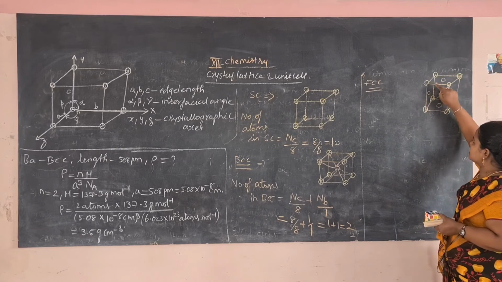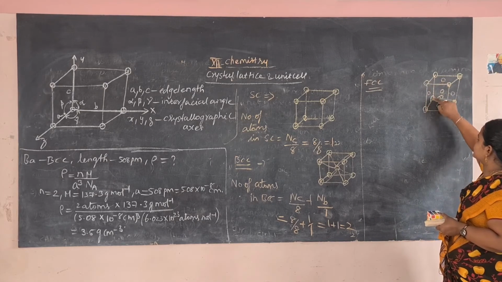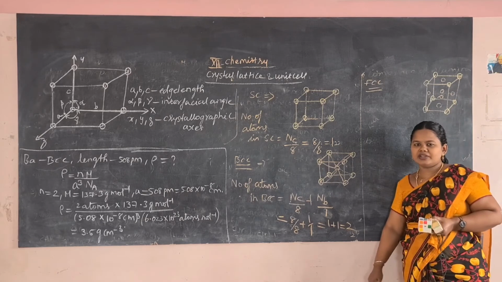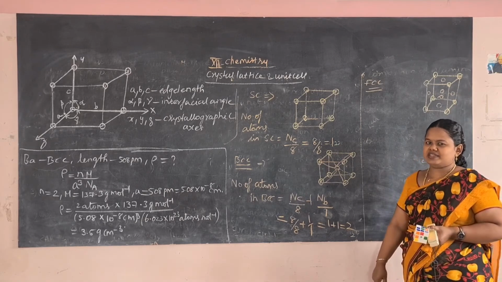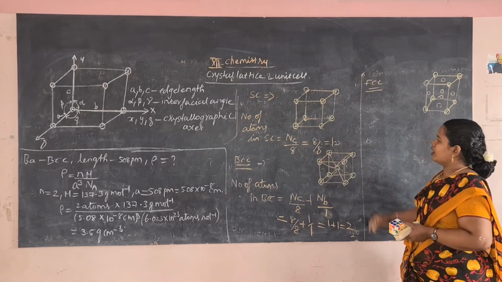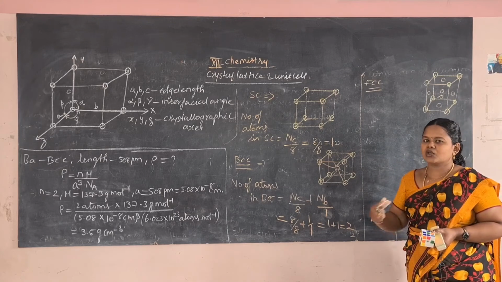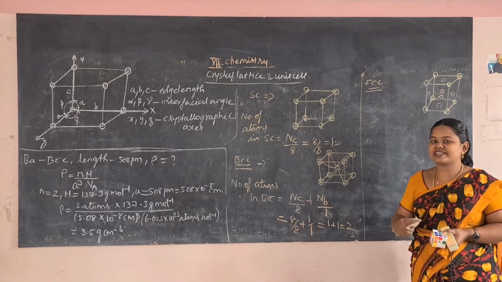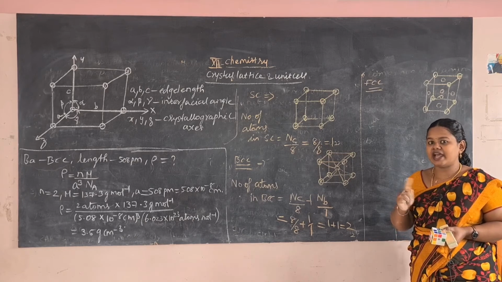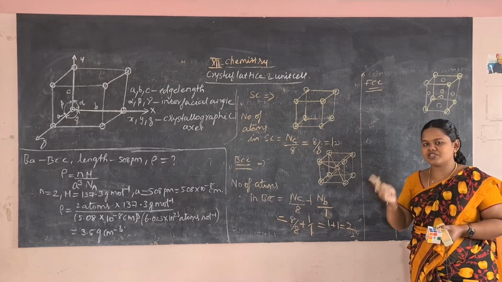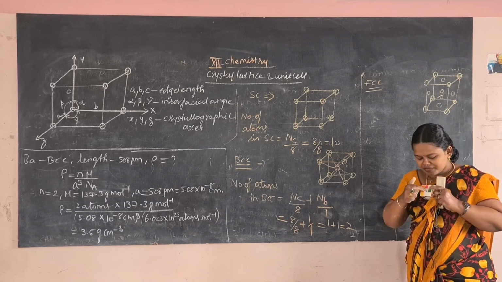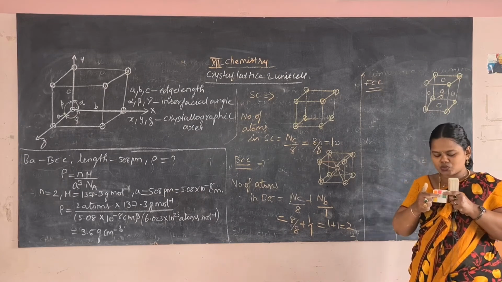So you can see 1 2 3 4 5 6 7 8 9 10 11 12 13 14. So 8 at the corner, 6 at the faces. So here the number of atoms in the cubic unit cell, that is at the faces, it is 6, and the face centered atom will be shared by 2 unit cells.